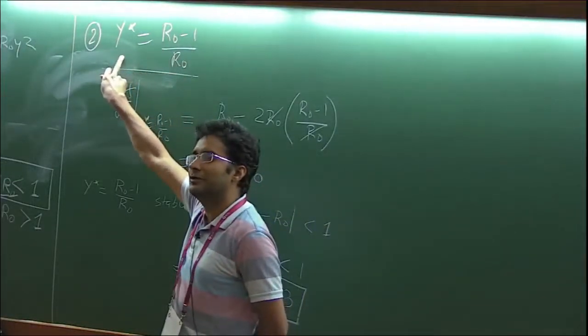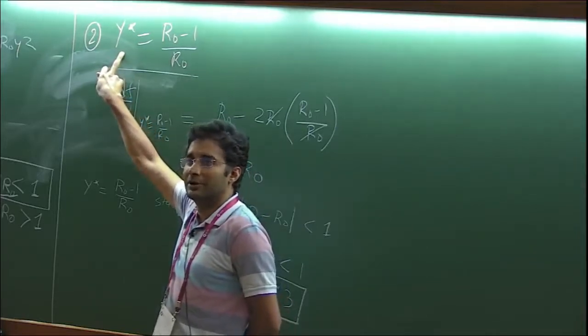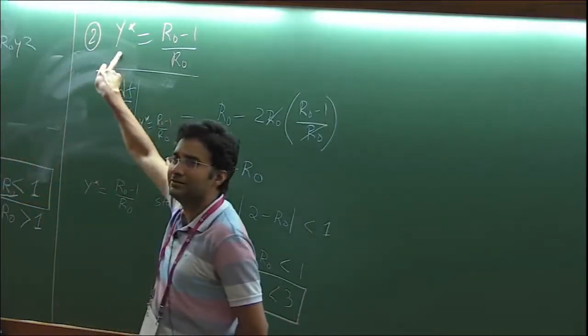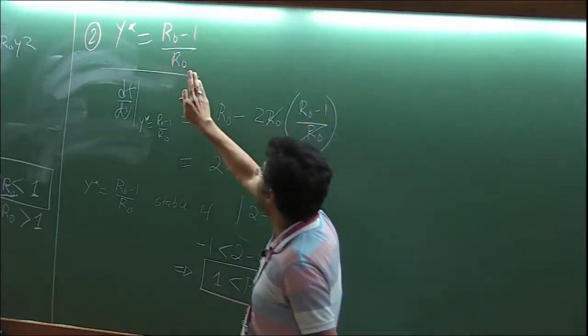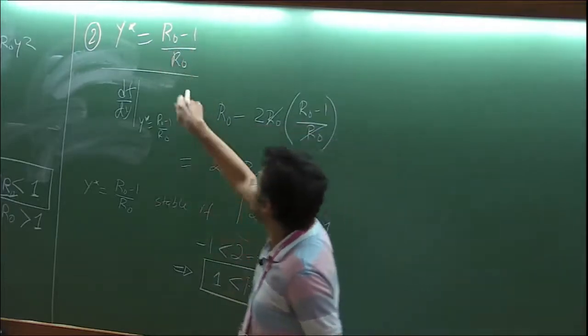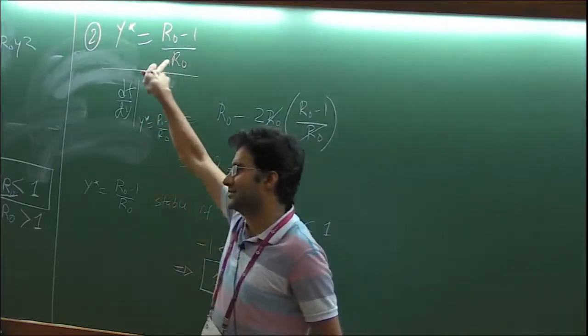When is this equilibrium meaningful? This has to be a positive number for the equilibrium to be meaningful, because a negative population value doesn't make any sense. When is this positive? When R0 is greater than 1. So exactly at the moment that the zero equilibrium becomes unstable, when R0 is greater than 1, this also becomes a positive number. That's an amazing coincidence, right?